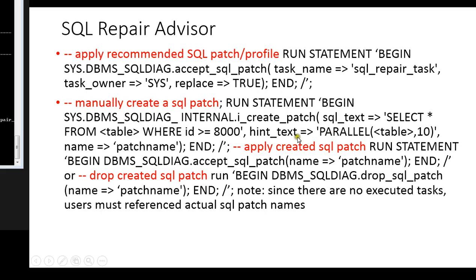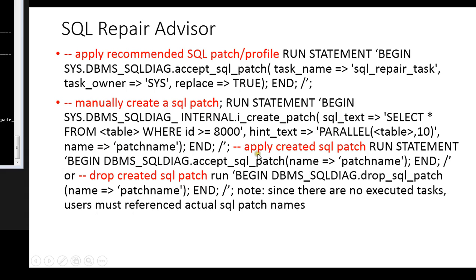So here you would say SQL text and then put your table here, of course, and then put in hint text. For the hint you put parallel, and the table name. If you wanted to do more, such as the 10 as your hint, then you'd be able to do that, and then the next parameter will be the name of your SQL patch.